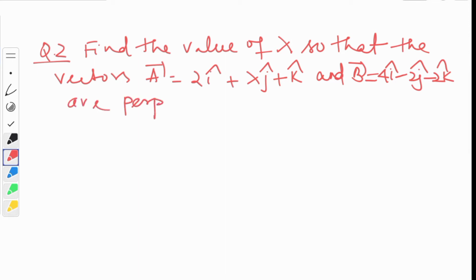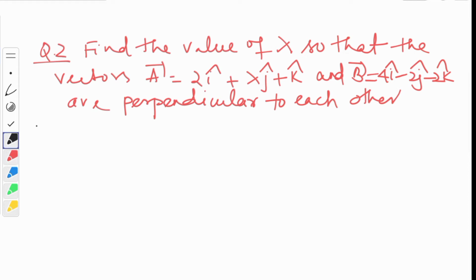perpendicular to each other. This thing we have already discussed, how to do the numericals or the theory related to this perpendicular thing. Now we'll see it with this example.